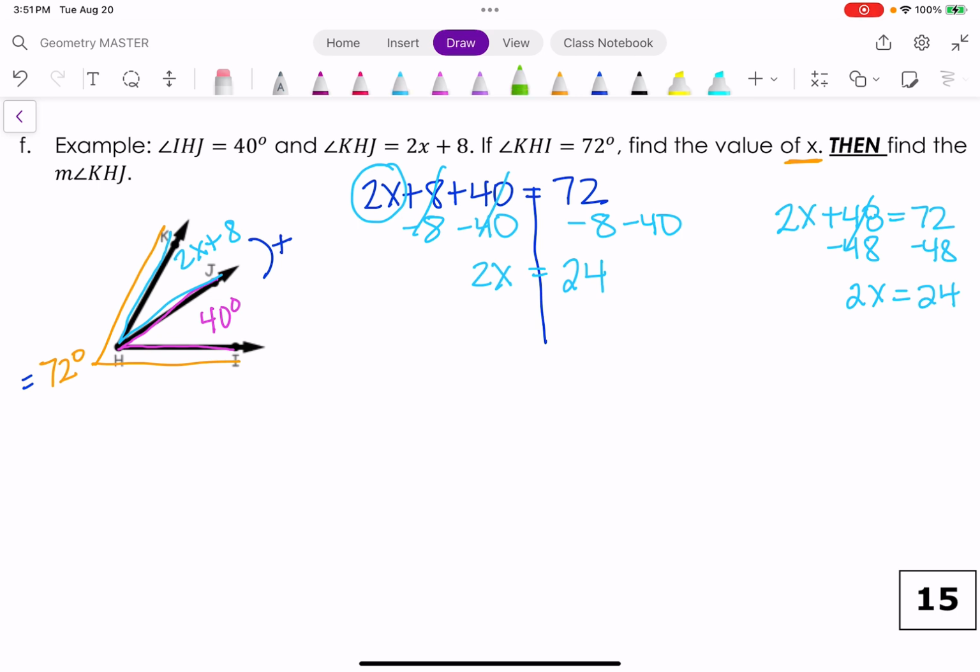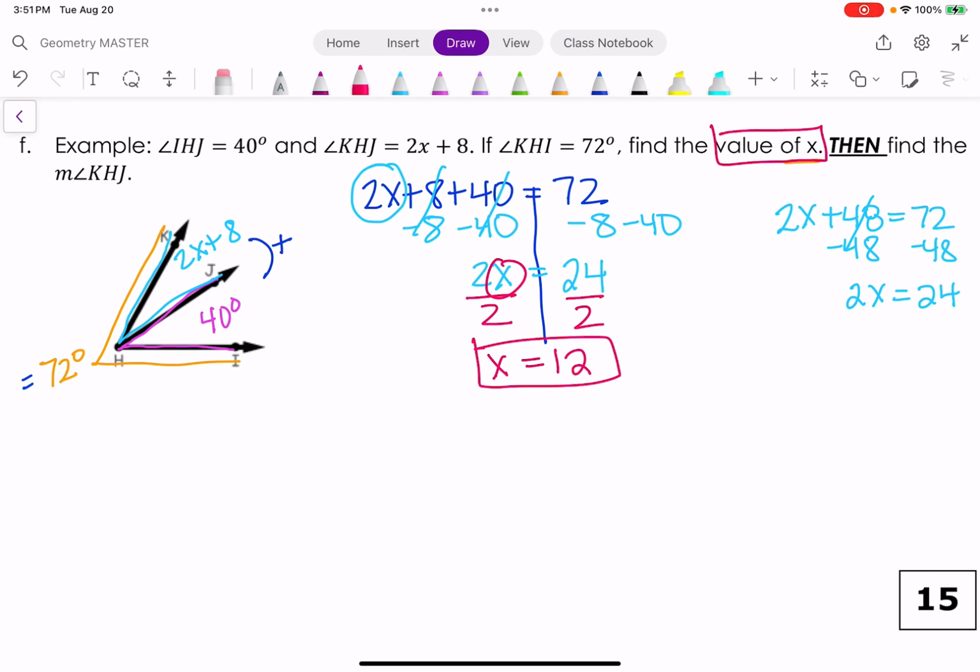Now, what do I want to get by itself? The variable. So what do I need to get rid of? The times 2. Remember, when a number and a letter are right next to each other, they're multiplying. How do I get rid of multiply? With divide. So x equals 24 divided by 2 is 12. So my value of x is 12. So we have solved this part.